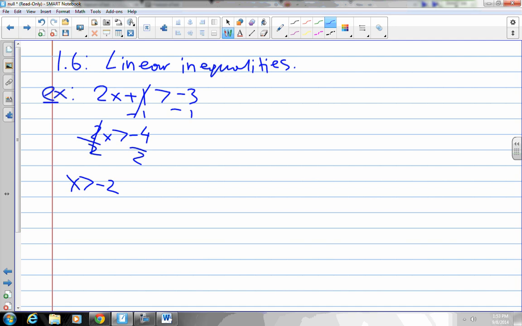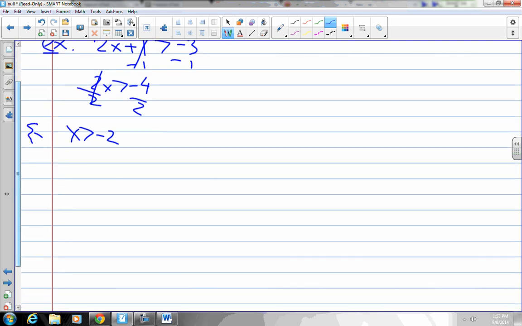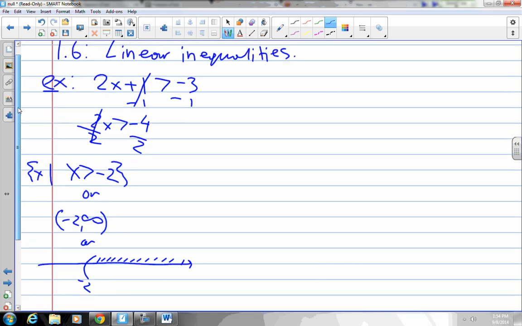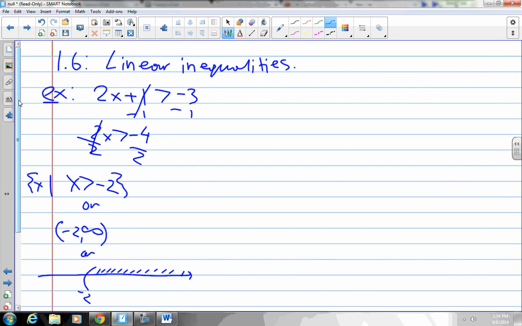So either this is your solution, all x's such that, or from negative 2 to infinity using interval notation, or if you're asked to graph this, it's everything from negative 2 to infinity. Is that okay? Now, does anybody remember there are a few instances where you have to be careful when solving inequalities? Dividing by negatives or multiplying by negatives. Every time you multiply or divide by a negative number, the inequality will flip.